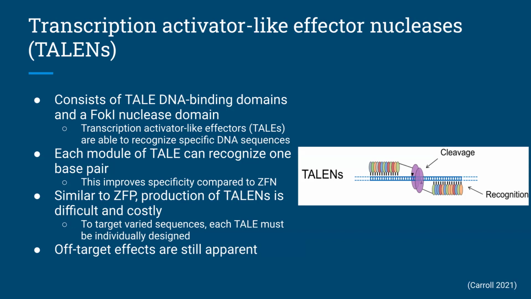And this is great because it improves specificity over the ZFNs, right? Instead of working in triplets, now you're working base to base. But similar to the ZFPs, the production of the TALENs is still pretty difficult and costly, right? Now you're designing proteins for every base pair. Yes, your specificity is better, not perfect yet, because we still do have off-target effects, because you don't have that PAM sequence and whatever. But you still have to design each of these proteins and each of the base pairing interactions. So it's almost like a drag, for lack of better words, right?